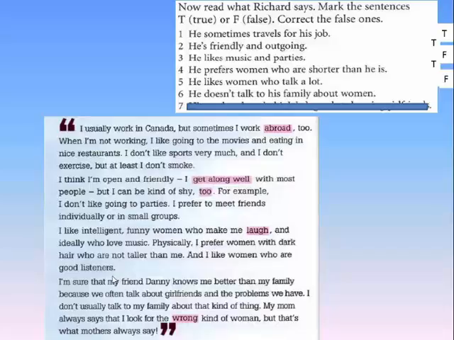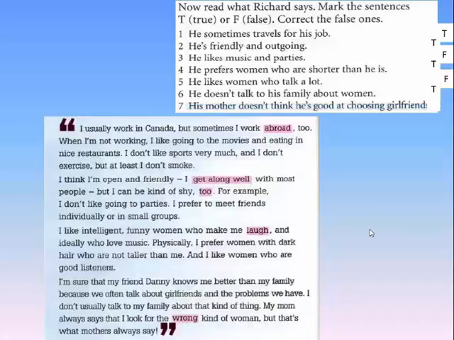He doesn't talk to his family about women. I usually don't talk to my family about that kind of thing. And that kind of thing is girlfriends and problems. So he doesn't talk to his family is true.